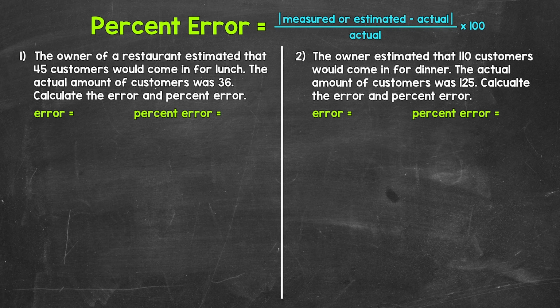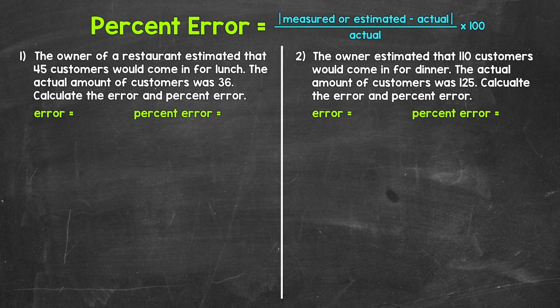Let's jump into our examples, starting with number 1, where the owner of a restaurant estimated that 45 customers would come in for lunch. The actual amount of customers was 36. Calculate the error and percent error. Now you'll notice we're calculating error and percent error here. We'll see the difference as we work through this.